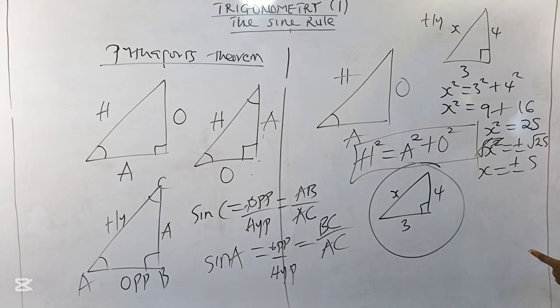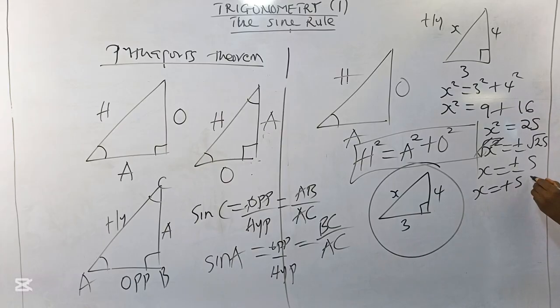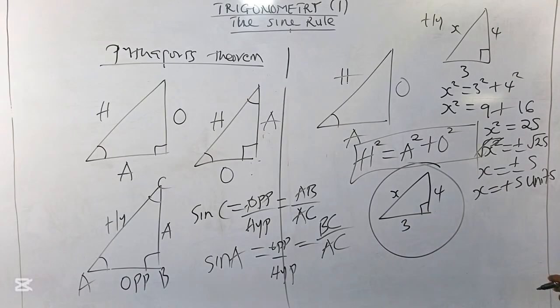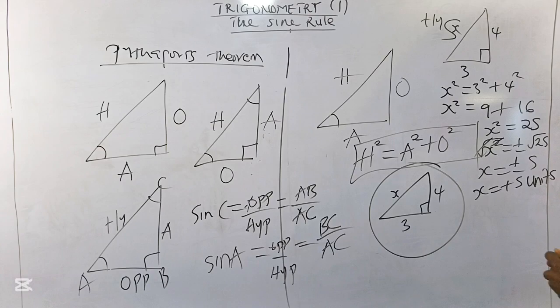5. But the side of a triangle can never be negative, so my x is positive what? 5 units. Units because the unit is not given, so you use units. So my x here happens to be what? 5.